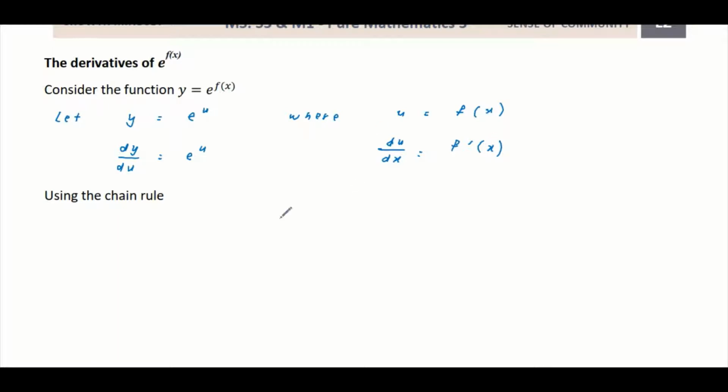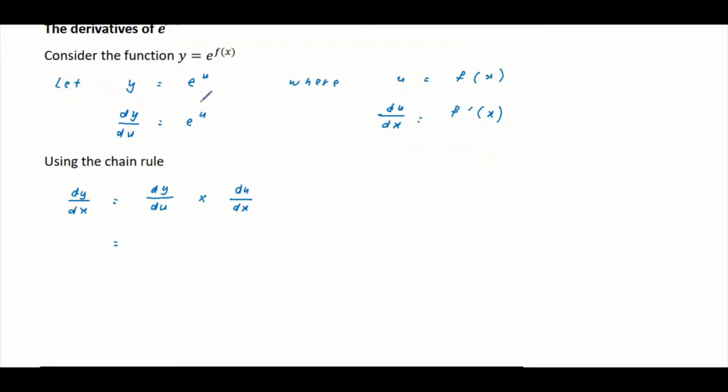Okay, so we are going to use the chain rule. Since we want to find dy/dx, right? So dy/dx will be equal to dy/du multiplied by du/dx. So now we can substitute what we have gotten here. dy/du is e to the power of u. Then what is du/dx? du/dx is f'(x). So we have f'(x).